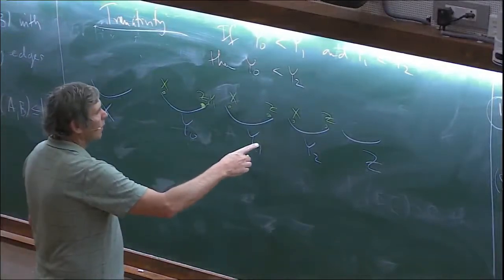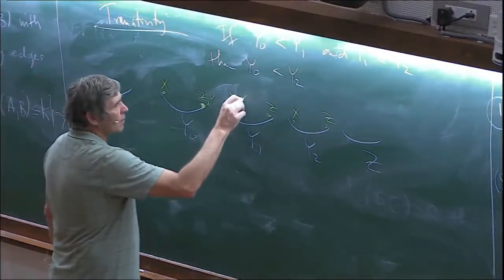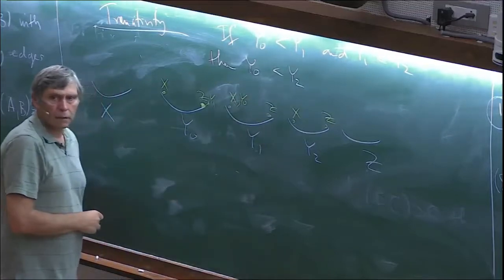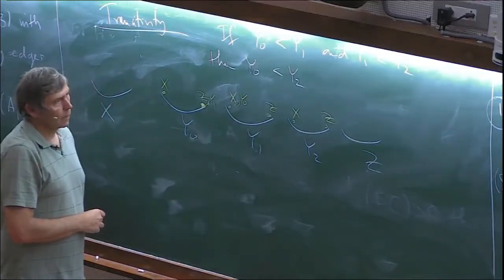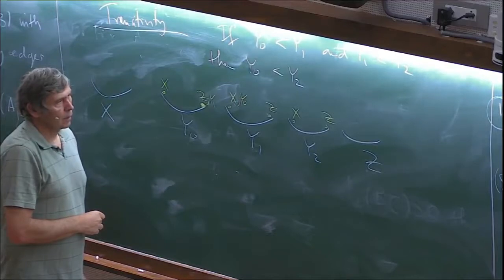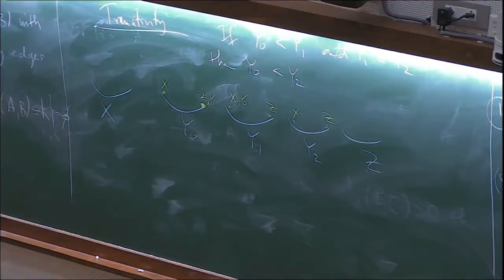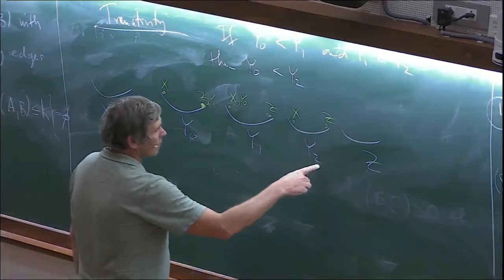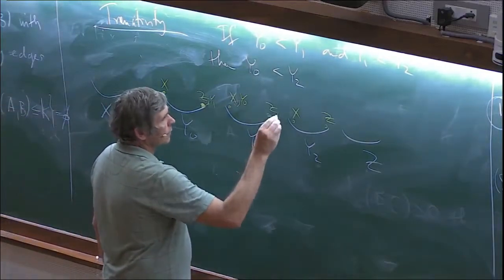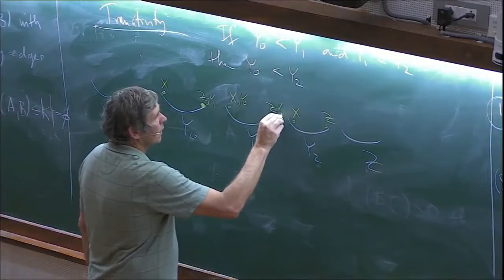What else do we know? Well, now I can do the same thing in y1. I know that in y1, if I project y0, I'll get to the same place as x. That's also one of the equivalent statements. And likewise, since I know that y1 is less than y2, I know that y2 is over here.